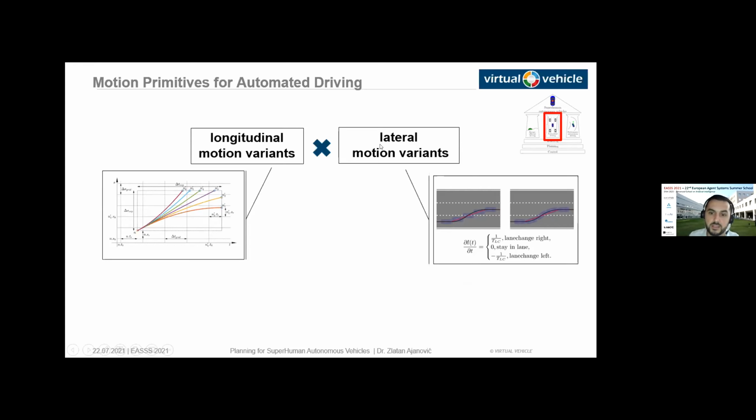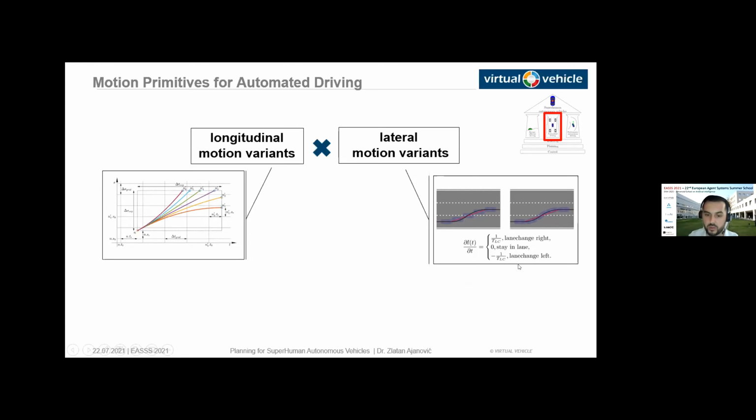For the lateral motion variants, we decided to have only 3 lateral motion variants. One lateral motion variant is staying in the lane. This means that we just stay in the lane and we don't change the lane. And what is also good is that we constrained our planning to the coordinate frame which follows the road, which gives us additional efficiency, as we don't have to plan continuous trajectories. We just plan in the coordinate frame of the road, which is called the Frenet frame.